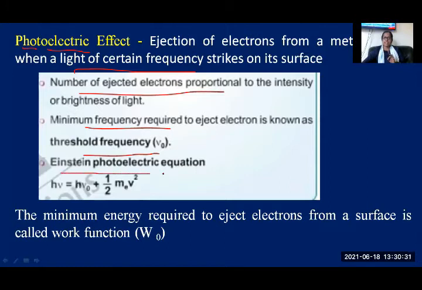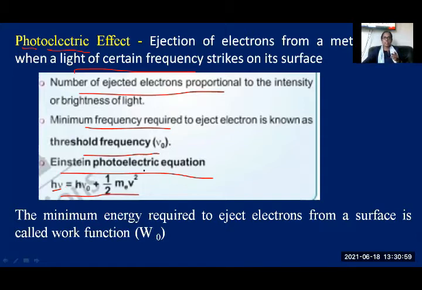Einstein gave a photoelectric equation. As per Einstein's photoelectric equation, h nu is equal to h nu naught plus half m v square. So h nu is the energy of the incident photon. h is Planck's constant, value is 6.626 into 10 to the power minus 34 joule second, and nu is the frequency of the incident light.